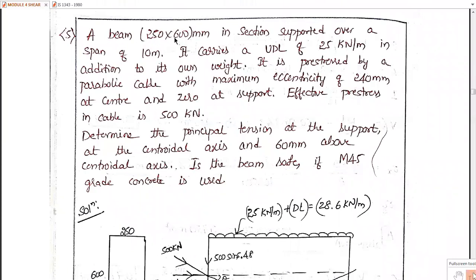A beam 250 by 600 mm in section supported over a span of 10 meter. It carries a UDL of 25 kN per meter in addition to its own weight. Means we have to add the dead load here. It is pre-stressed by a parabolic cable with maximum eccentricity of 240 mm at center and 0 at the support. Effective pre-stress in the cable is 500 kilonewton. Determine the principal tension at the support and at the centroidal axis and 60 mm above the centroidal axis.